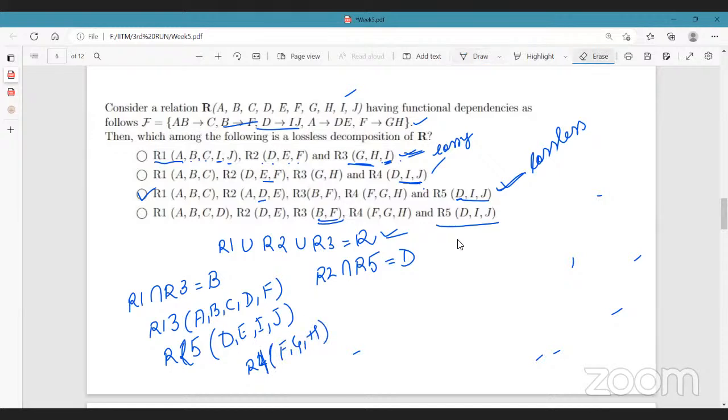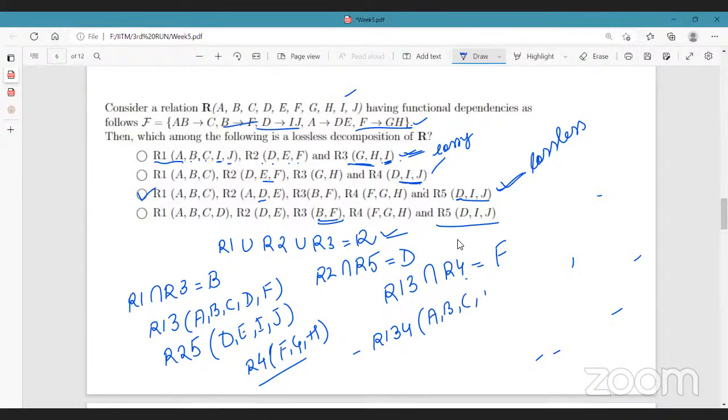So what should be the next step? R13 and R4. R13 intersection R4. What is the common attribute? F. Is F a super key? Yes, ma'am, F determines GH in R4, so it is a super key. So now we get R134, that is A, B, C, D, F, G, H.